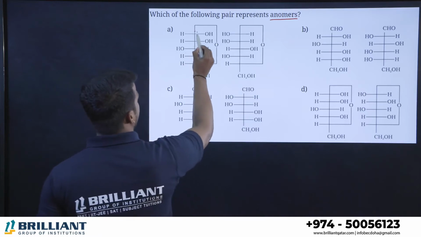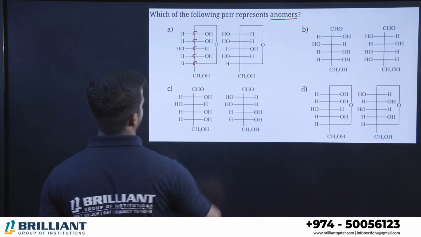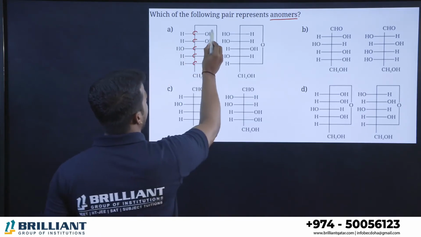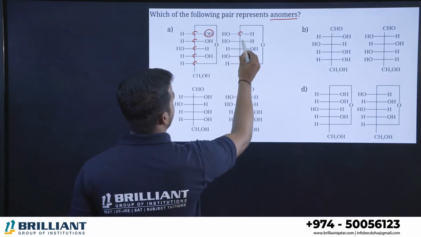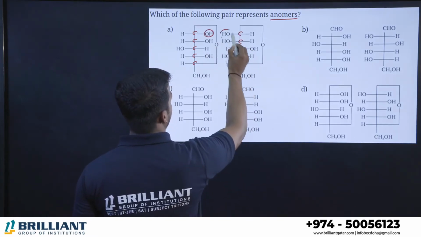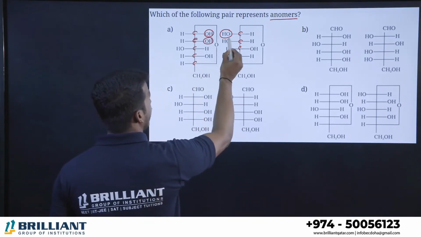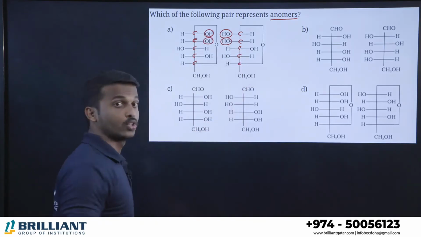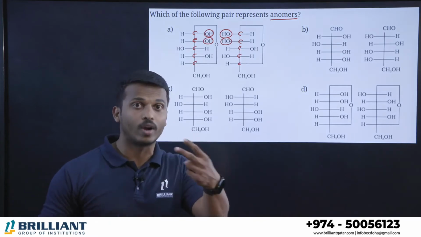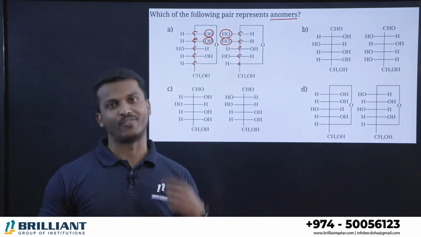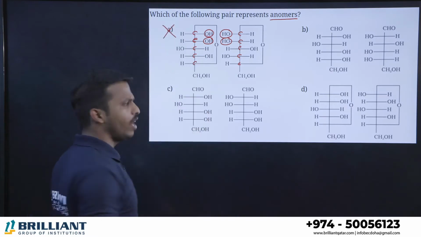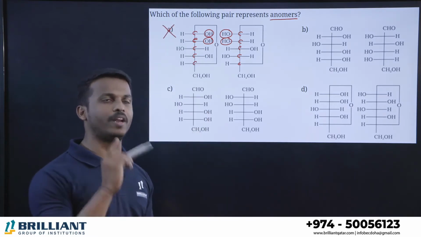You can see all these are carbon atoms, right? On the first carbon, the OH is on the right side. Here, on the first carbon, the OH is on the left side. Yeah, there is a change. But here the OH group is on the right side, and here again the OH group is on the left side. So there are more than one carbon whose configurations are different. So this is not an anomer. Only one carbon configuration should be different.